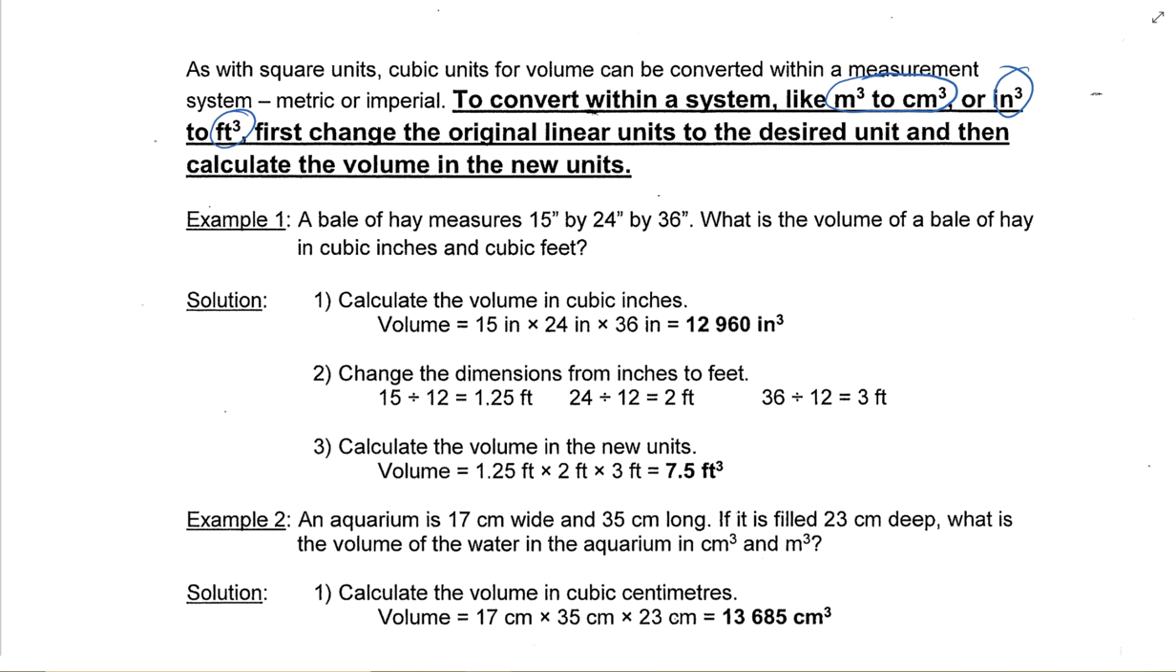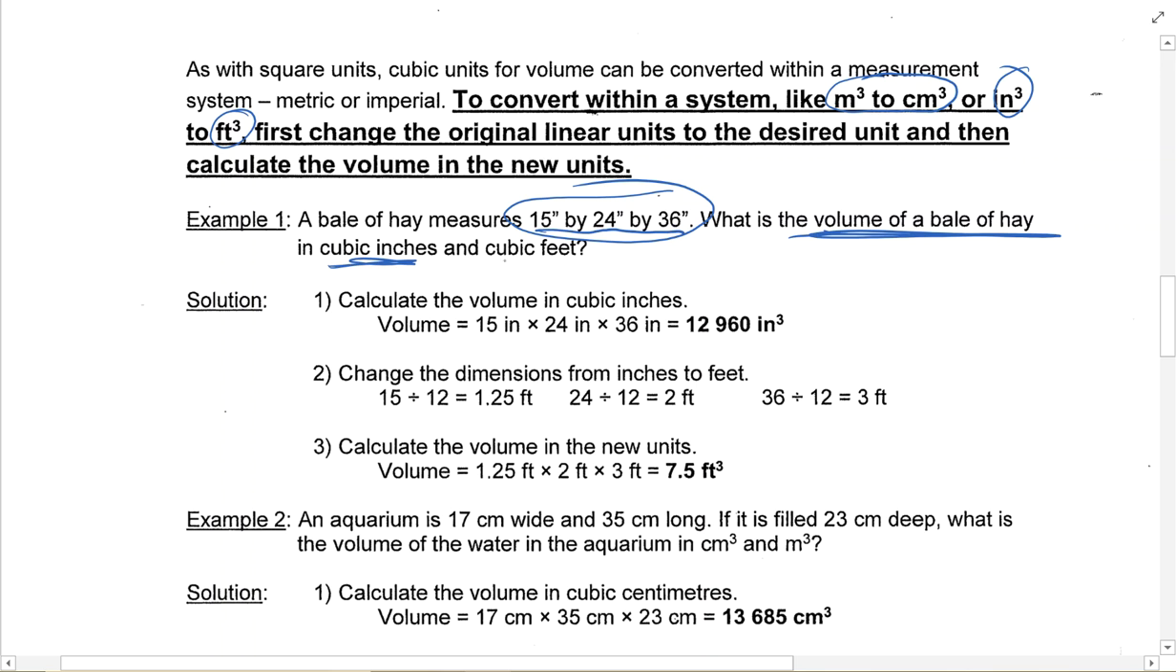So example number 1. Here's a bale of hay, 15 inches by 24 inches by 36. What's the volume of a single bale of hay in cubic inches and then cubic feet? Because you have to know if you have enough size in your trailer. So you find in cubic inches, multiply them together. This is how many cubic inches for 1 bale of hay, 12,960.